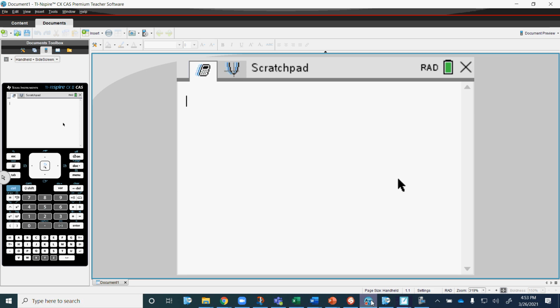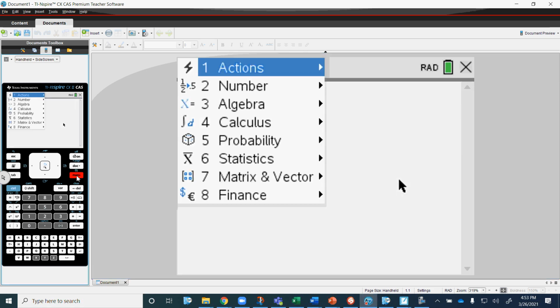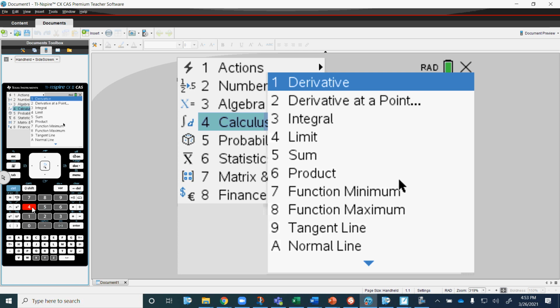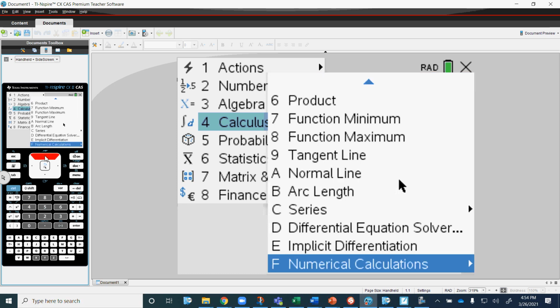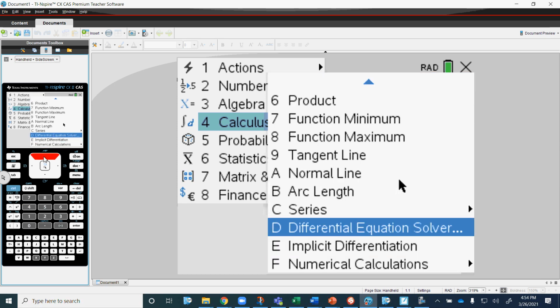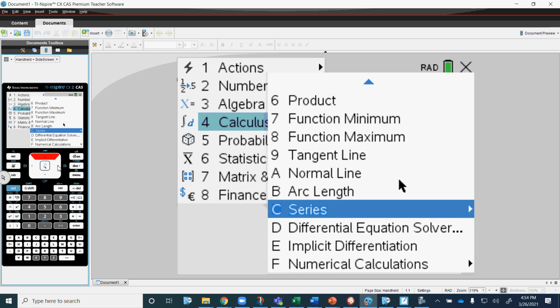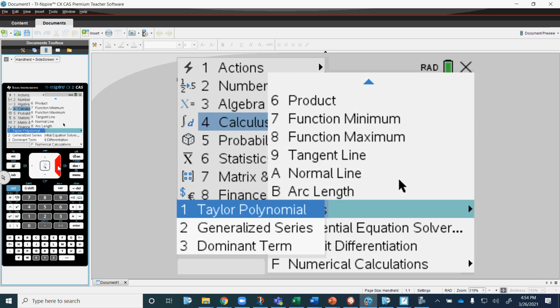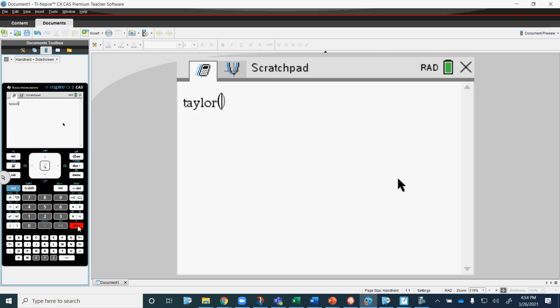Now, I believe the instructions say to go to menu C4, so that's what I'm going to do. I'm going to go to menu, then 4 for calculus, and what it tells you to go to next is C, so you can actually go up quicker to get to C. And we're looking at series. For series, I want a Taylor polynomial. So 1 is highlighted, so I'm going to hit enter.